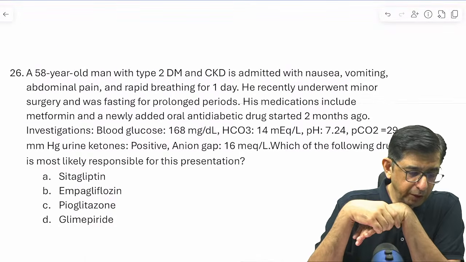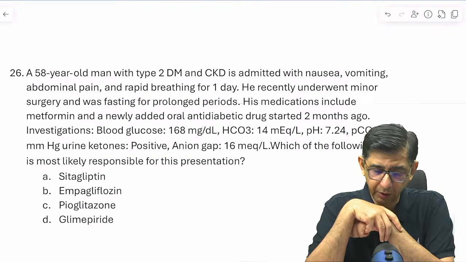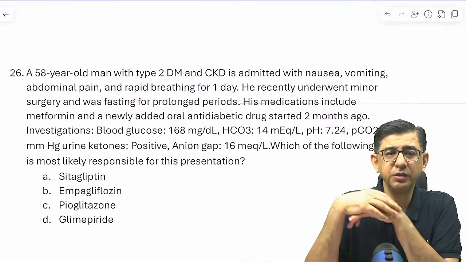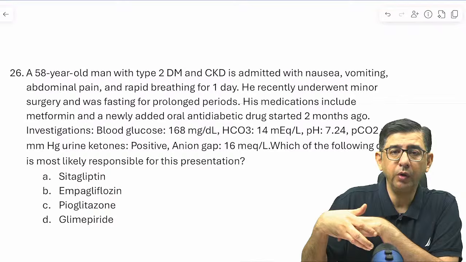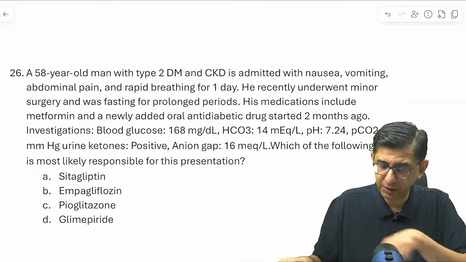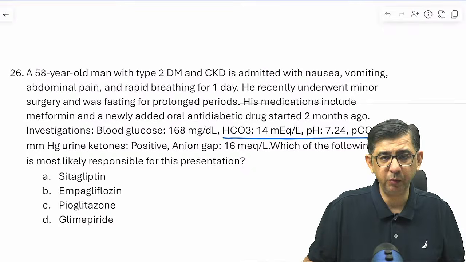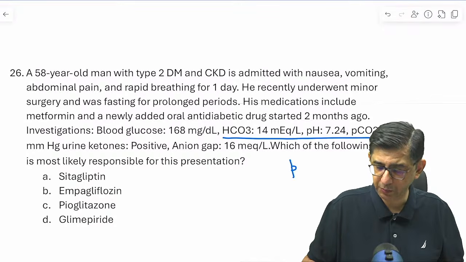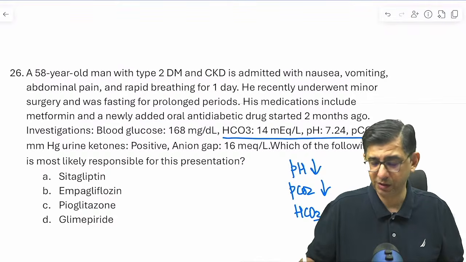This is a man with type 2 diabetes who has come to the hospital with CKD with rapid breathing. He underwent a minor surgery and he was also fasting for prolonged periods. As of now, the blood gases are a little disturbing. Bicarbonate is only 14, PCO2 is 29, pH is 7.24. So I'll just say pH is less, the PCO2 of the patient is also less, and bicarbonate is also less. So it is a metabolic acidosis.